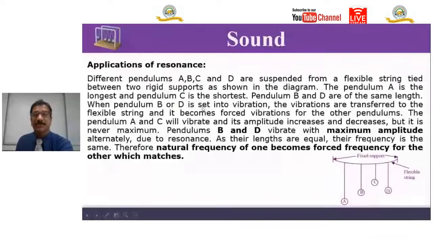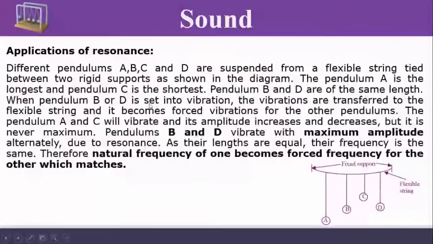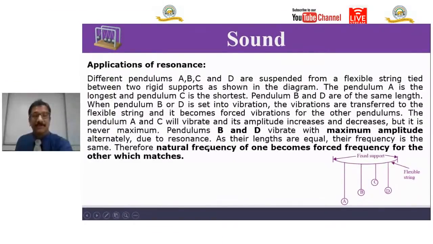Pendulum A is the longest, pendulum C is the shortest, pendulum B and D are of the same length. When pendulum B or D is set into vibration, the vibrations are transferred to the flexible string and it becomes it is never maximum. Pendulum B and D vibrate with maximum amplitude alternately due to resonance.